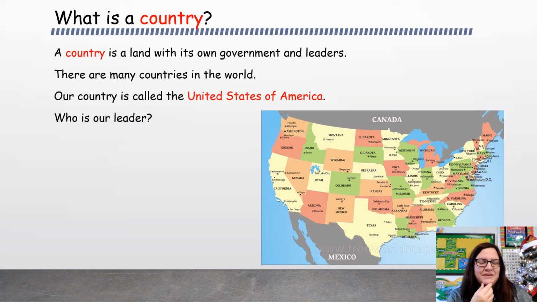Now, I told you that a country is a land with its own government and leaders. The government, they're the people who help make our laws, help keep us safe, those types of things. They decide if the laws are fair or if they're not fair. So our government helps lead us and keep us safe and makes sure that we're all doing what we need to do. And they help make big decisions for us because we elect them. We just had an election in November, and we elected a new leader for our country.